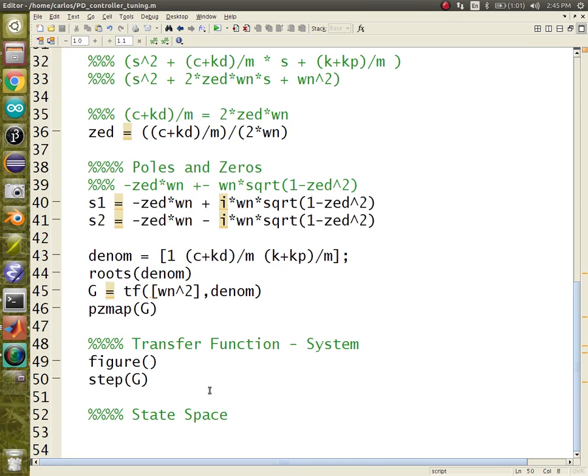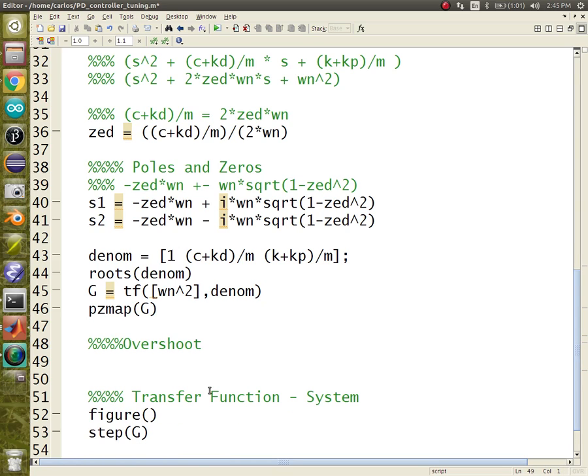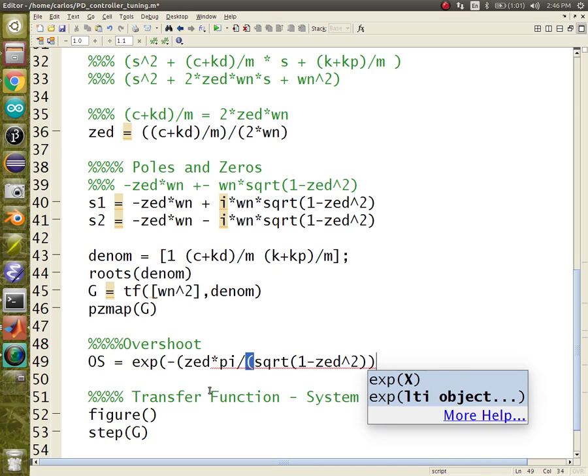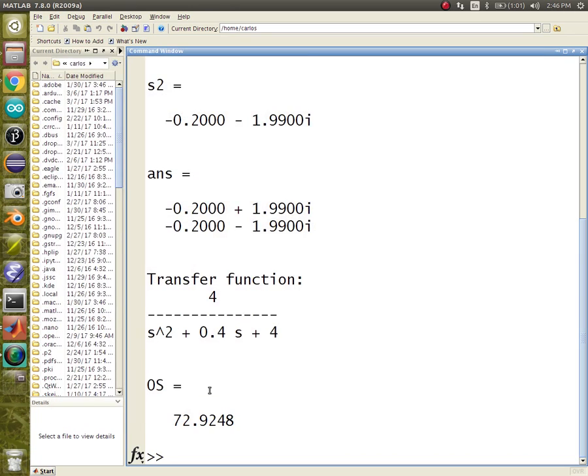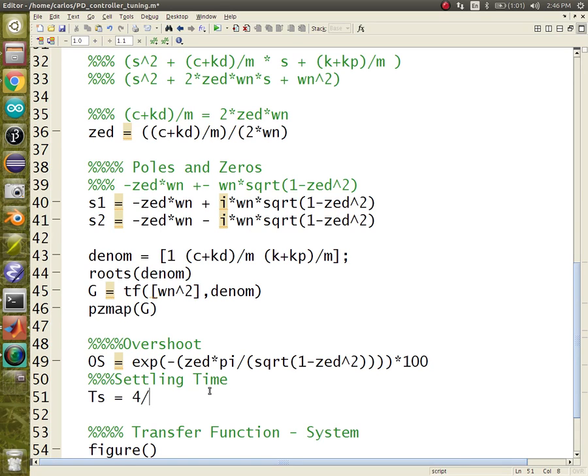So let's compute that as well. If I wanted to get poles and zeros, let's compute all of the things that matter. Let's do overshoot. Overshoot OS is exp of negative z times pi over the square root of 1 minus z squared, all of that times 100. I should get 72 for that, and I get 72.9, which is exactly what I want. And then my settling time, t settling, is 4 divided by z times omega n.